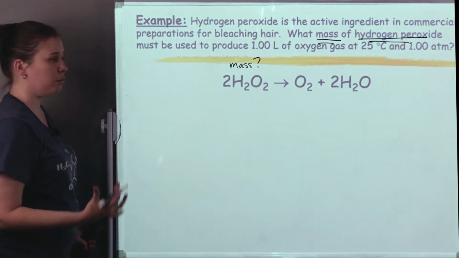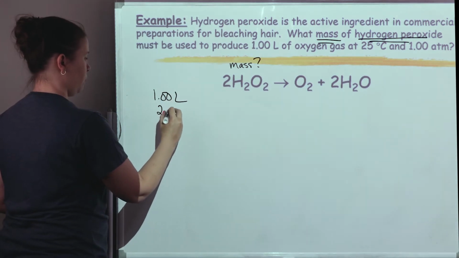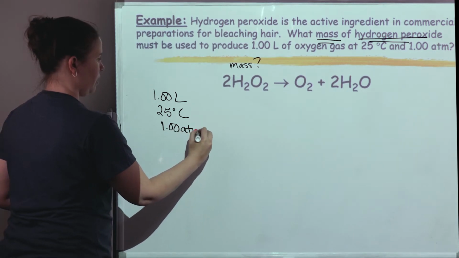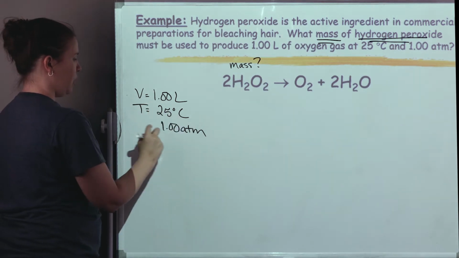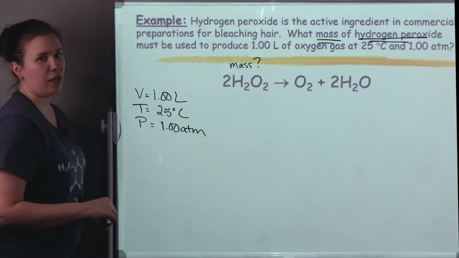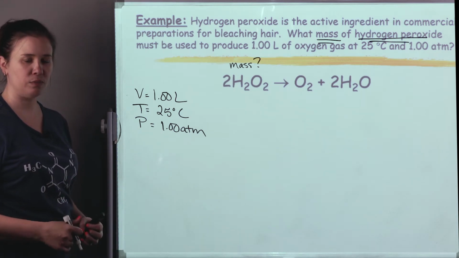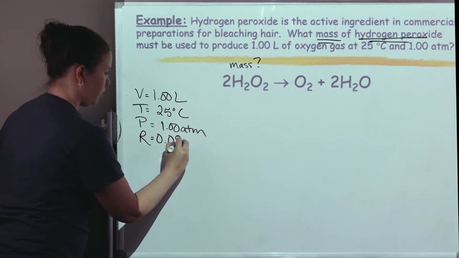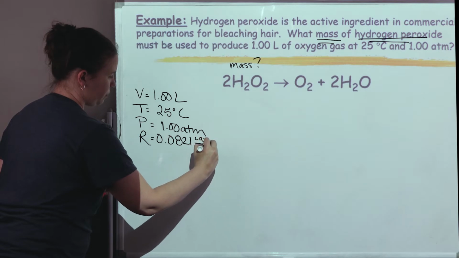So that's where I'm going to start my list of variables. 1.00 liters, 25 degrees Celsius, and 1.00 atm. So liters would be volume, degrees Celsius would be temperature, and atm would be pressure. Since I only have 1 of each, I know I'm not going to be using a combined or one of those other gas laws. It's going to be an ideal gas law question, so I know I'm going to need R. So R equals 0.0821 liter atm over mole Kelvin.